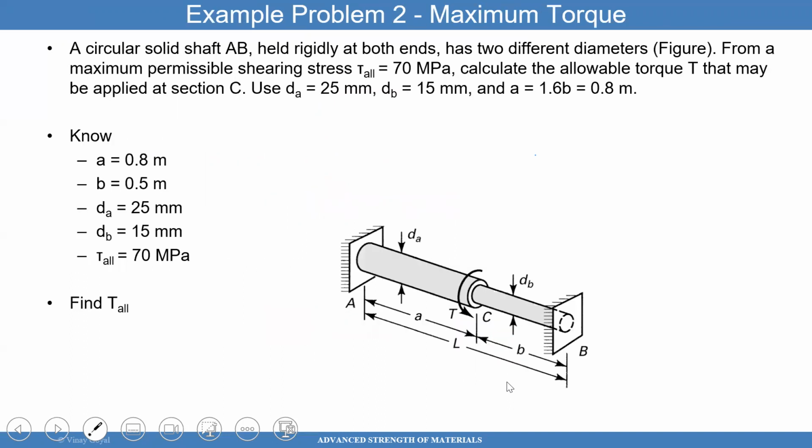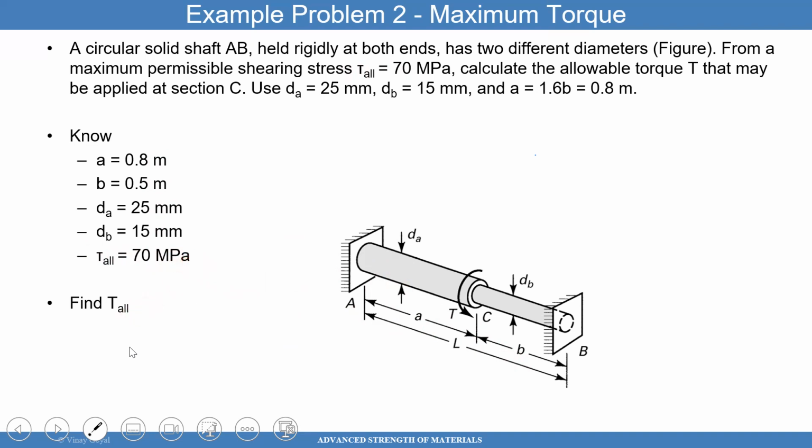Problem number 2, we want to look at maximum torque applied to this problem. Here in this problem, they're giving you a maximum shear stress allowable of 70 megapascals, and they want you to find the torque T. Very similar problem setup. They're giving you the diameters and the lengths now. So now the lengths are known to you. And now the only thing that's given to you is the shear allowable.